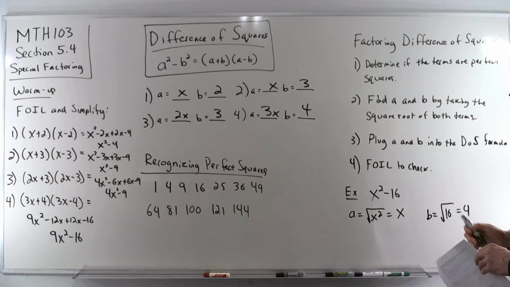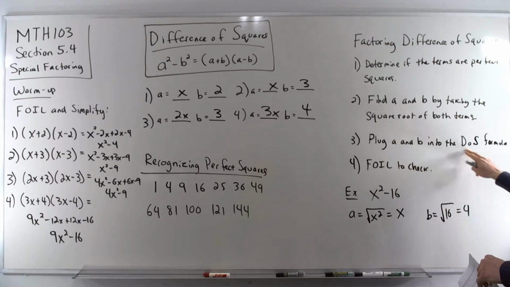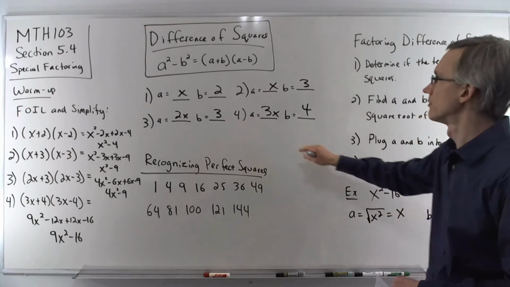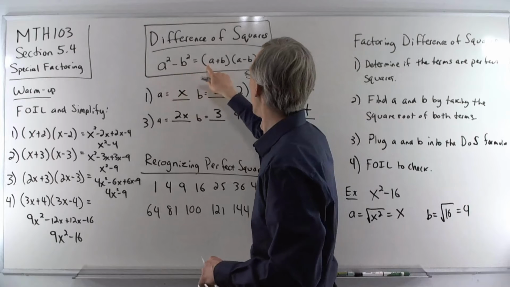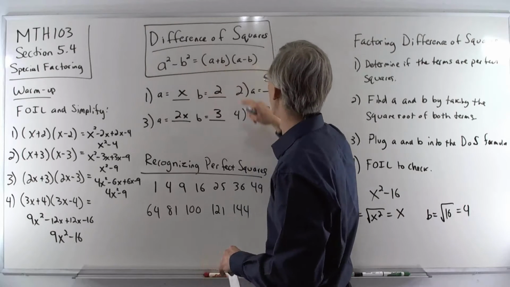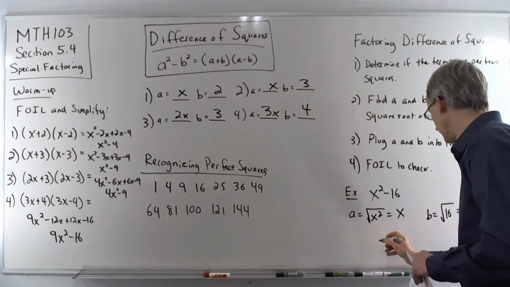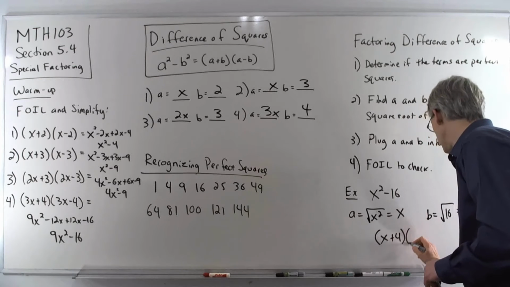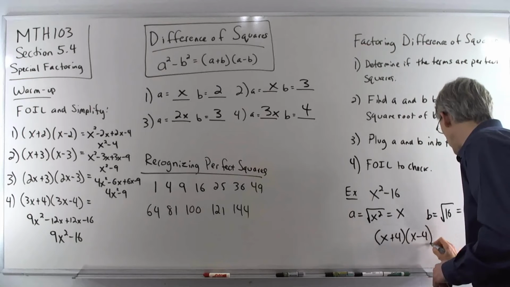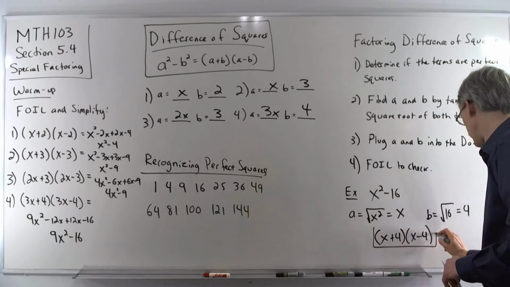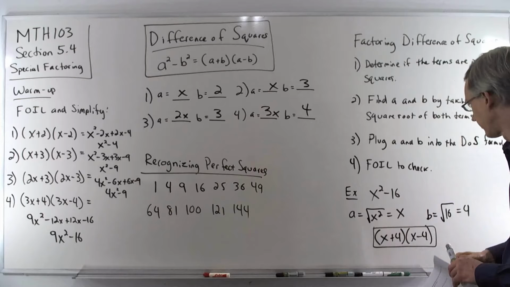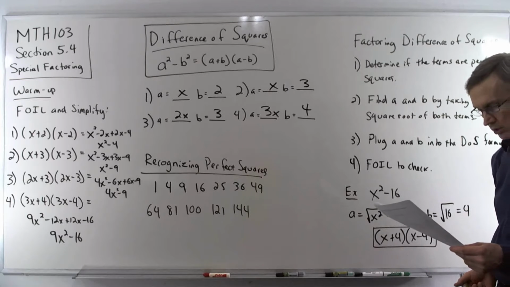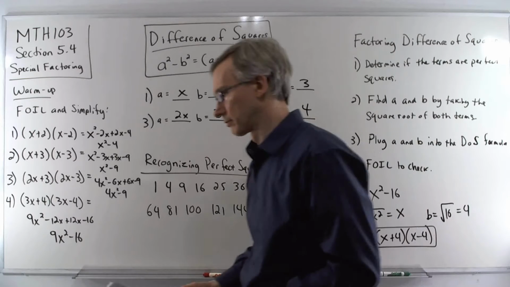All right, so now we have our values of a and b. Now we're going to plug a and b into the difference of squares formula. We're starting with the squared form over here, and we're going to this factored form. So we want a plus b times a minus b. So that is x plus 4 times x minus 4. And there's the factored form of x squared minus 16. Your turn, number 1. There's 2 of them.